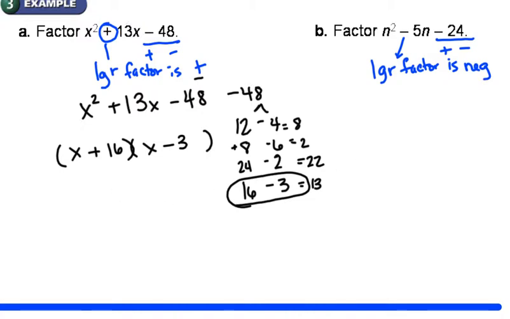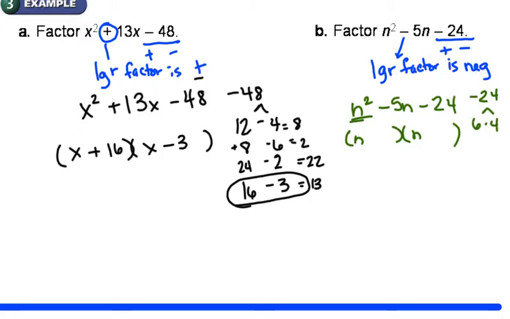Okay, now let's take a look at this one. We have n squared minus 5n minus 24. All right, so we know it's going to be n and n, because that's our variable, and that's the only way we can get n squared. 24, let's see, negative 24 to be more specific. I think of 6 and 4, and in this case, the larger factor is negative. So negative 6 and 4 will give us negative 2. That won't work. Next one I think of is 8 and 3. Negative 8, positive 3 gives us negative 5. That's what we wanted. So we have negative 8 and positive 3.